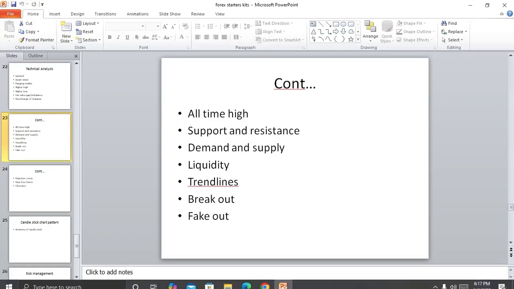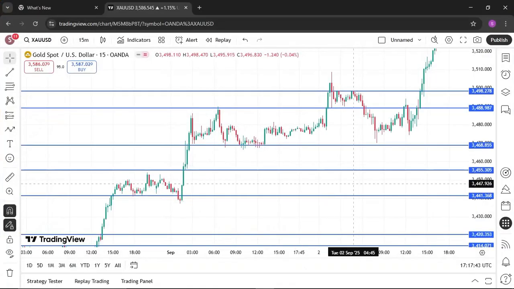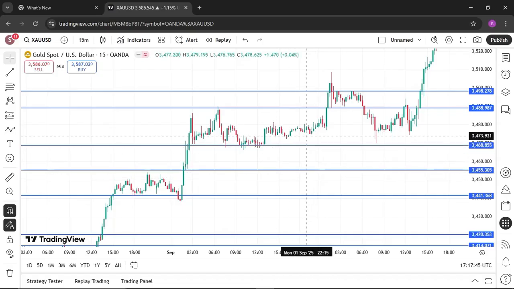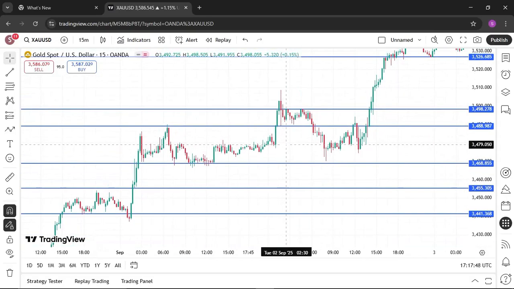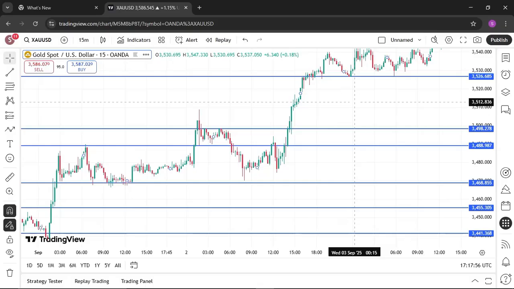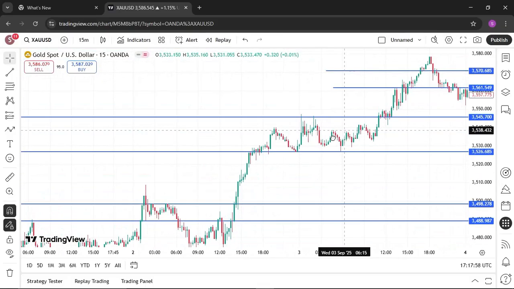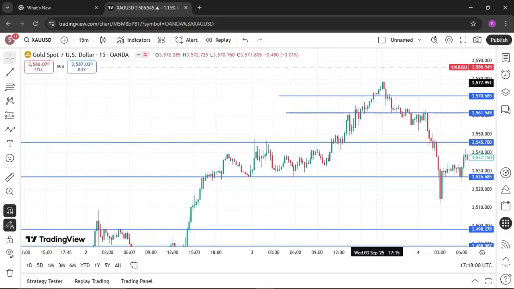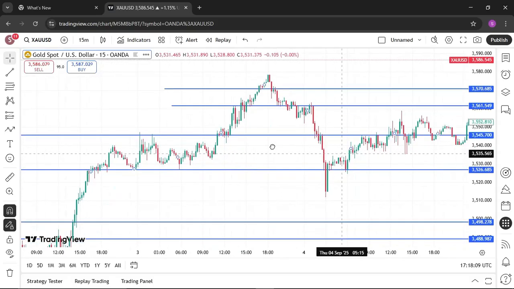Where there is demand is where people are putting their buy limit, buy stop, sell stop, and everything. People are waiting there for the market to come and pick their demand and go up, while supply is where people are waiting at the top so that the market will come and pick their supply and come down. So now let me give you a perfect example.